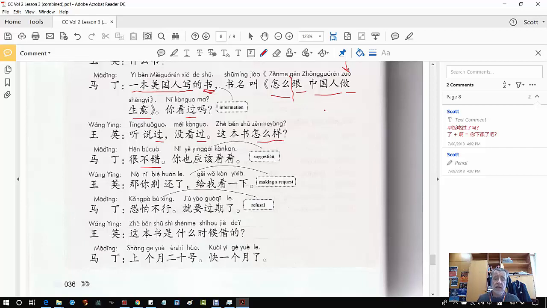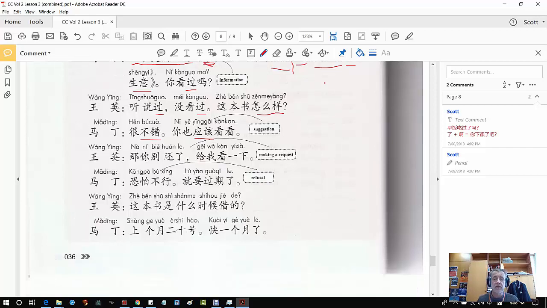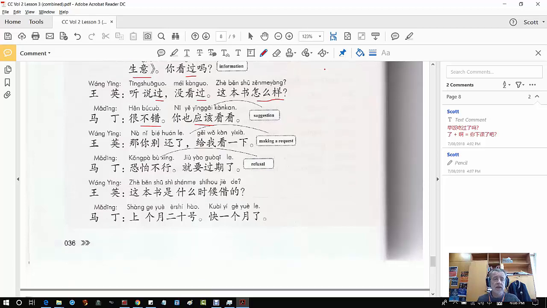你也应该看看. So this 应该 was in our vocab list, so you should also 看看, have a look. So in this case, it says the suggestion. I mean, obviously, Ma Ding is not telling her she has to read it or she should. There's any moral imperative to read it. He's making a suggestion. So 看看 is the way that is expressed. Makes it a little softer. You could also say 你也应该看一下. 你应该看一下.